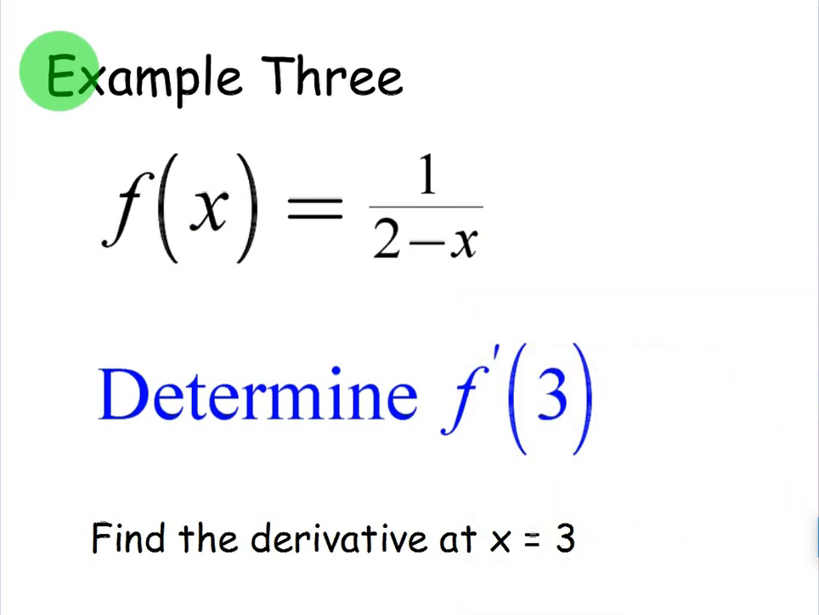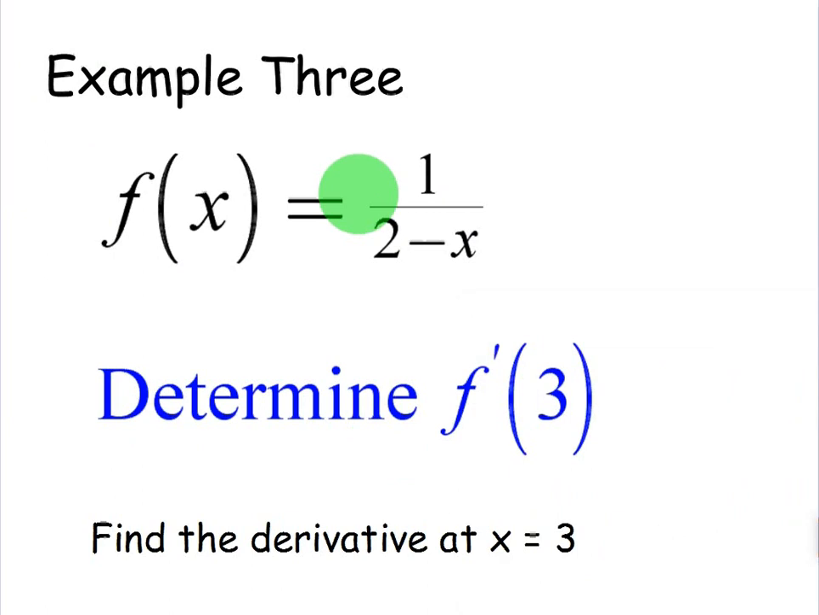So now that we've looked at an x squared and a square root function, we're now going to look at a rational function. We're going to figure out how to find the derivative of a rational function using the definition of the derivative, which is a proof basically. So this question says determine f prime of 3. We now know that to mean the derivative at x equals 3. So that's what we're going to do.